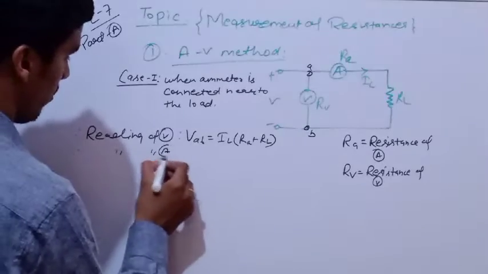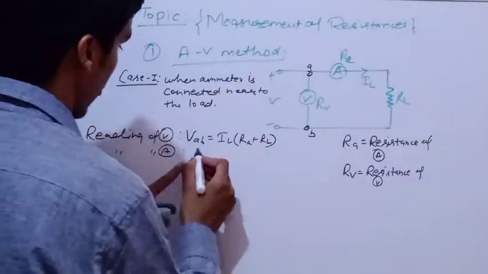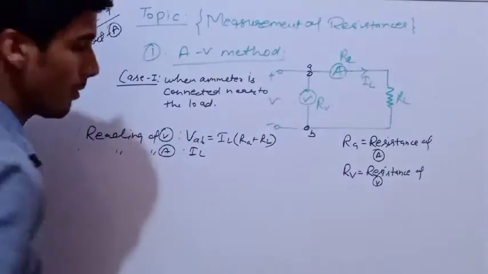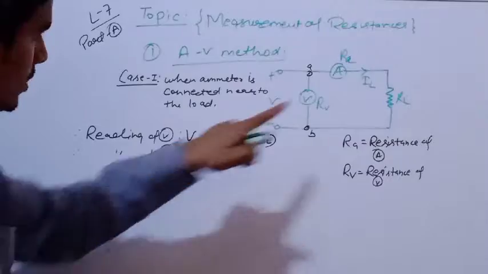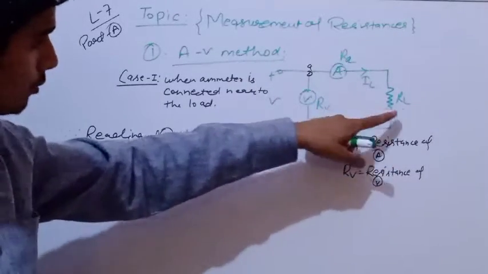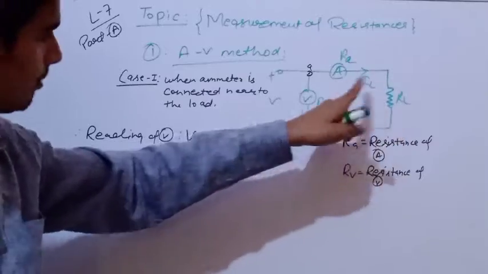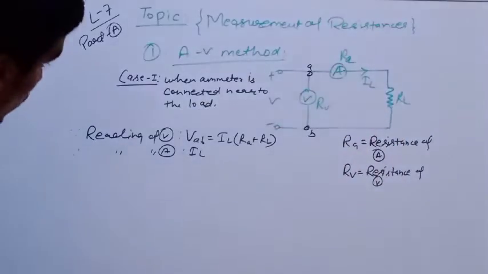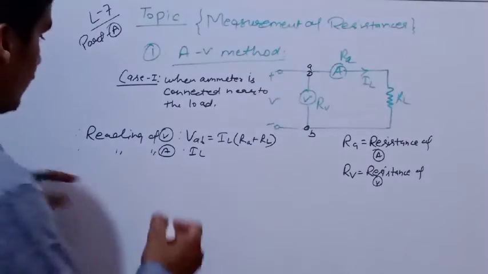And the reading of the ammeter, you can also write down here. The reading of the ammeter will obviously be IL, because the ammeter is connected in series with the load resistance. Whatever current flows through the resistance will be the same current flowing through the ammeter also, because they are connected in series. So what should be the measured value?